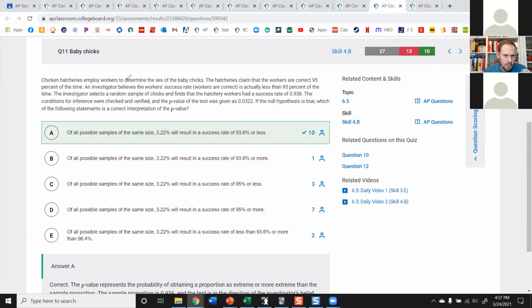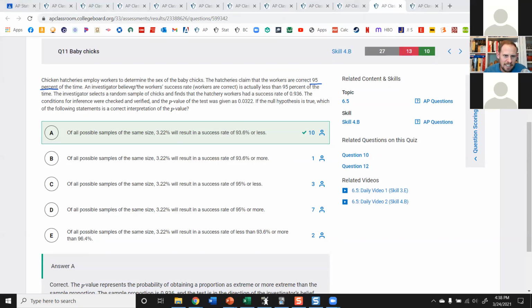Chicken hatcheries employ workers to determine the sex of the baby chickens. Doesn't that sound like a fun job, guys? One of you could grow up to be someone who checks the sex of baby chickens. Huh? Wouldn't that be fun? All day, every day. The hatcheries claim that the workers are correct 95% of the time. That's a pretty good correct rate. I don't know how you messed that up, though. Who cares? I don't know how you can tell a chicken's male or female either when it's a baby.